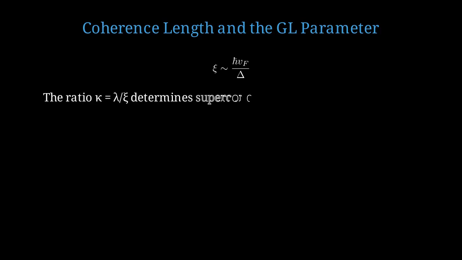The dimensionless ratio kappa equals lambda over xi is called the Ginzburg-Landau parameter. This ratio determines whether a superconductor is type 1 or type 2. If kappa is less than 1 over the square root of 2, approximately 0.7, the material is type 1. If kappa is greater than 1 over root 2, the material is type 2 and can form vortices.